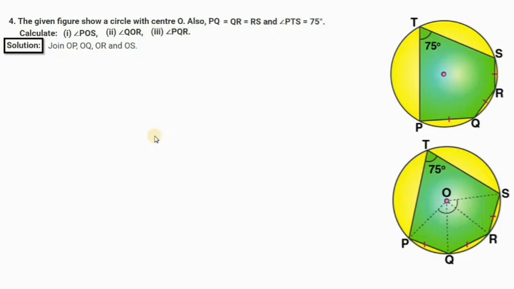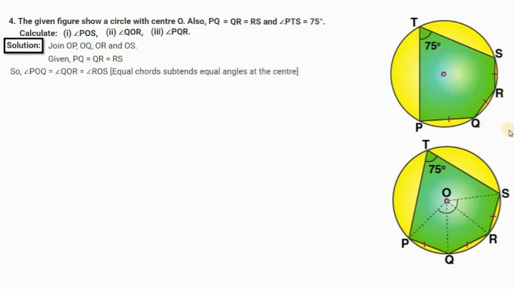Now it is given that PQ, QR and RS, all of them are equal, right? So basically, can I call them equal chords? Yes, they are actually chords whose lengths are equal. So the angles subtended by these chords at the center will always be equal. That is, this angle and this remaining angle will be equal to each other. So we have got this with us.